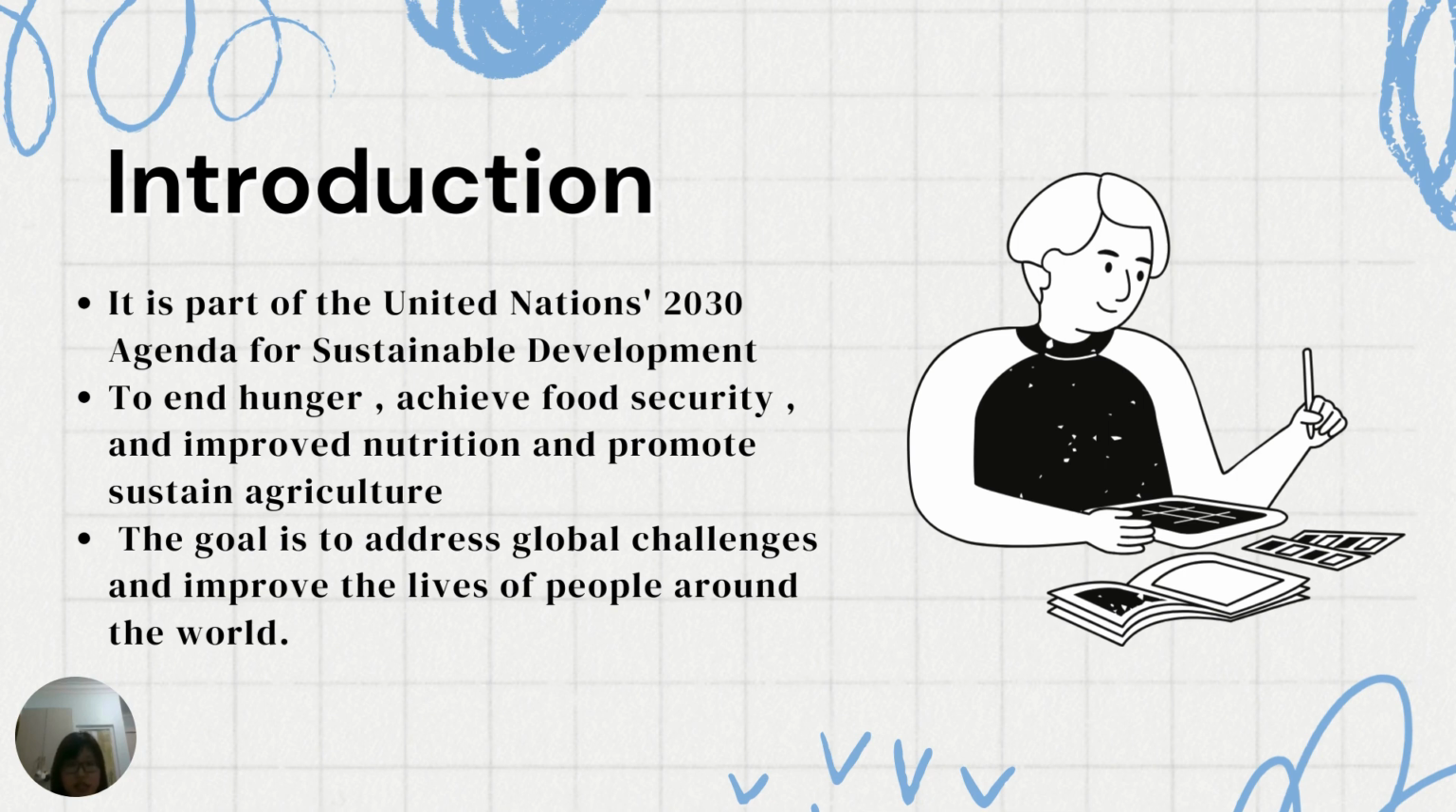As I mentioned just now, it is part of the United Nations 2030 Agenda for Sustainable Development. Its title is to end hunger, achieve food security and improved nutrition, and promote sustainable agriculture. The goal is set up to address global challenges and improve the lives of people around the world. It aims to help humans face all the global challenges on Earth and also improve quality of life.